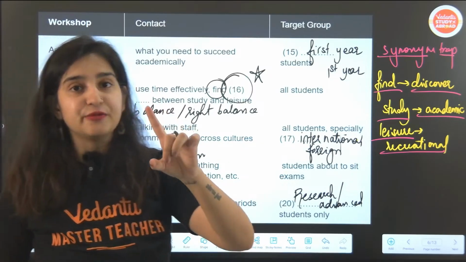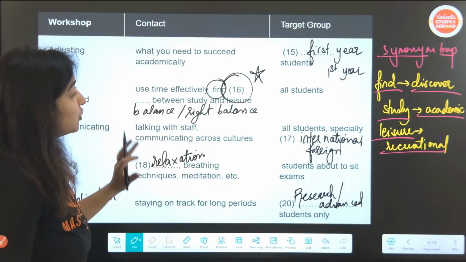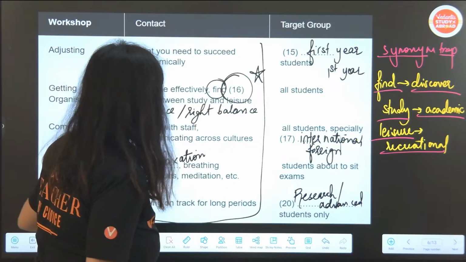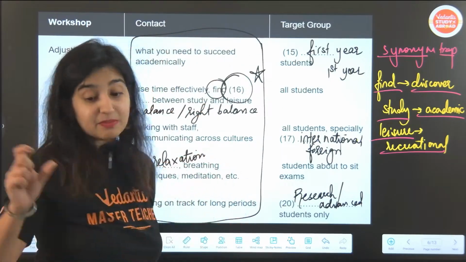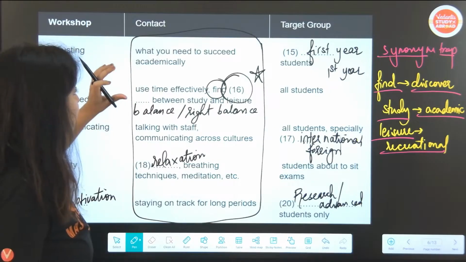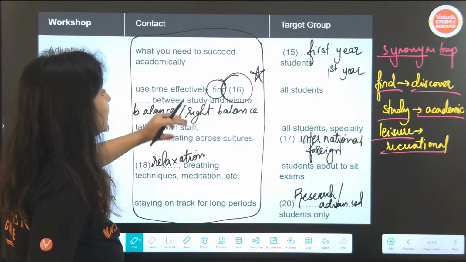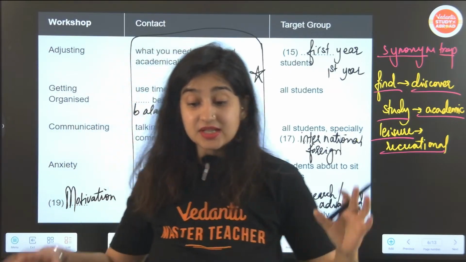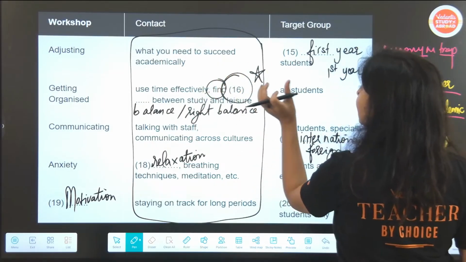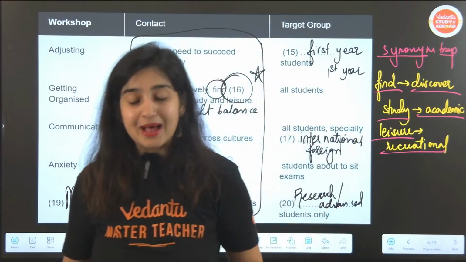As soon as the recording says the next workshop is getting organized, you need to be laser focused on what is being said because your next answer is right here. Out of these three columns, this column is the most difficult to answer because it has multiple things. As soon as she said getting organized, laser focus, use time effectively, discover the right balance between academic and recreational activities. Sounds the same as finding the balance between studying and leisure activities, right? Synonyms were used. Answer is balance.